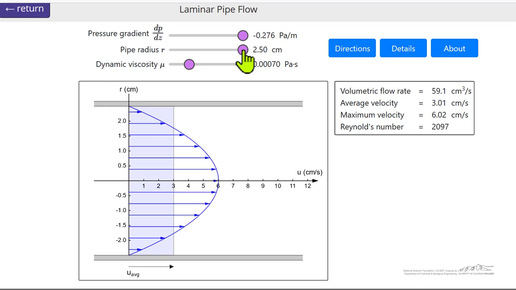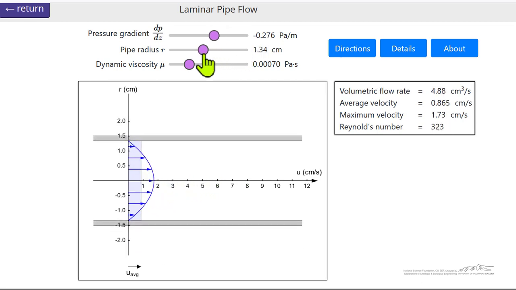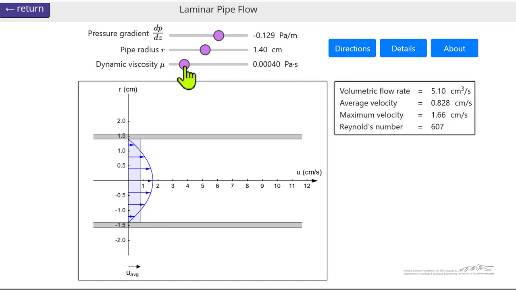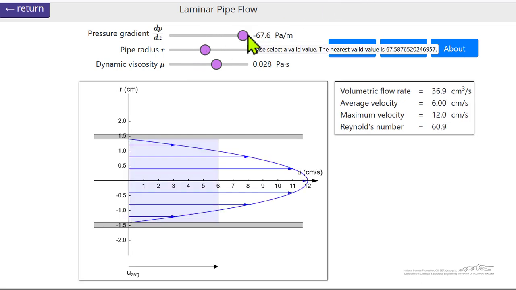So now I can decrease the radius. And now as I decrease the velocity, again we reach that point of maximum Reynolds number. So let's decrease the pressure gradient. The other restriction we place in the simulation is we keep the maximum velocity at 12 centimeters per second just to keep it on the scale instead of having to adjust the x-axis.